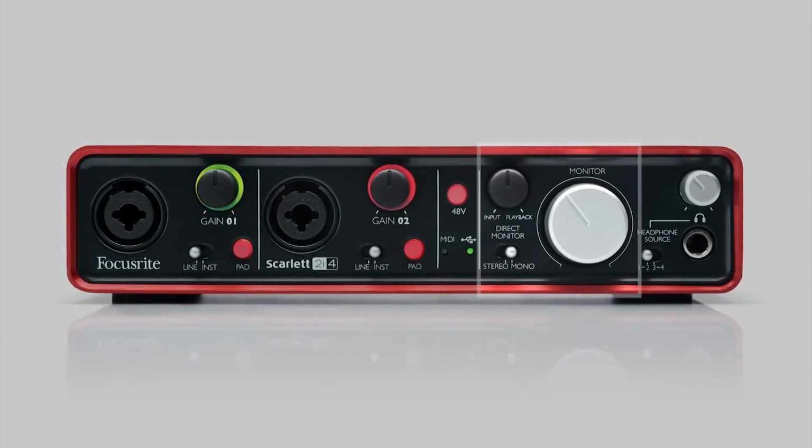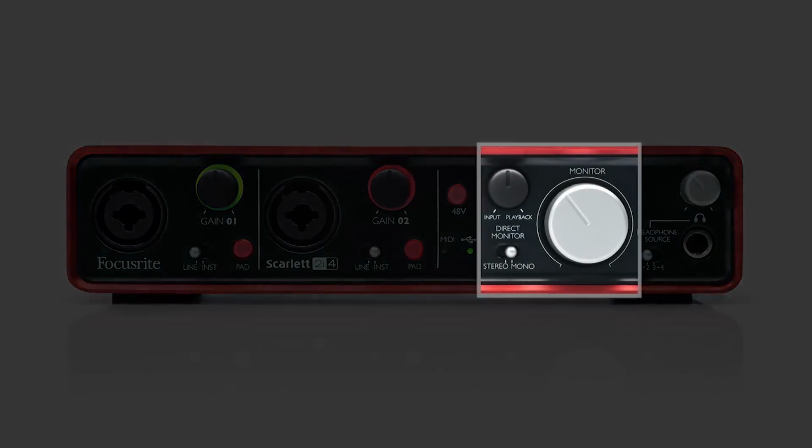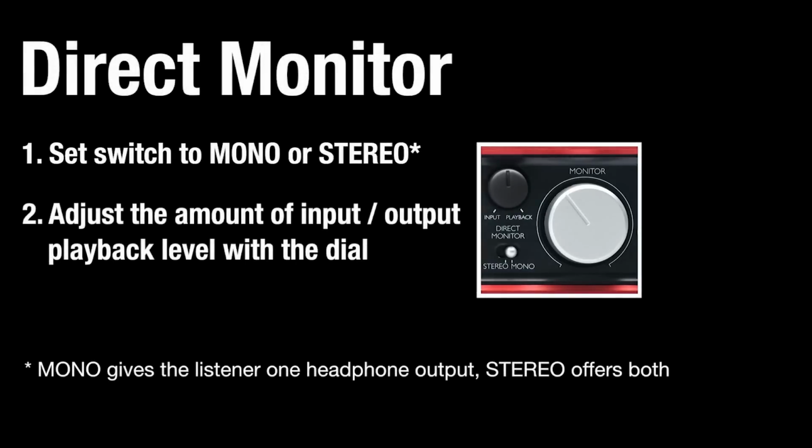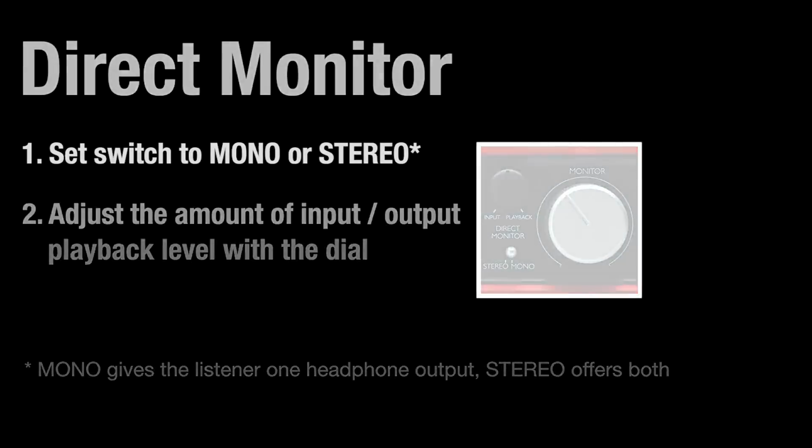When recording vocals or instruments, latency in headphones can be really off-putting. The Scarlett 2i4 allows you to hear your input signal without latency. By switching to mono, you hear your input signal in one headphone. Stereo supplies you with a full stereo image. Now simply adjust the mix of input level versus playback with the direct monitor dial.